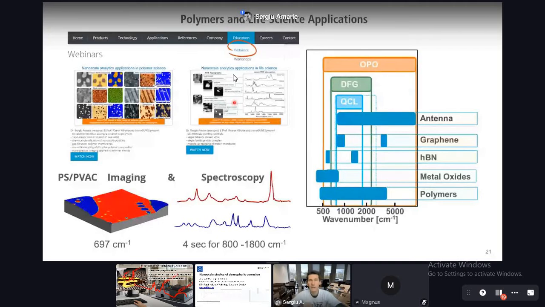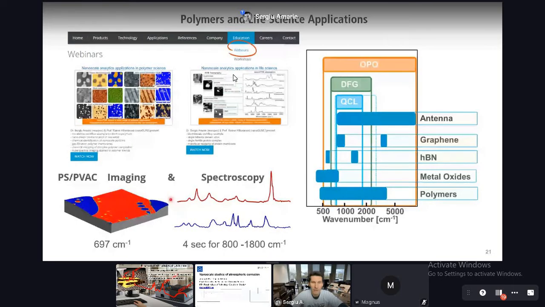One more application I would like to present before handing over to Magnus is another very broadly spread research field. There are actually two: polymers and life science. Those two application fields using QCL or DFG lasers have already been presented in one of our past webinars, available on demand on our website. What I want to stress here is that the new OPO laser enables both imaging at a specific frequency and spectroscopy at any point on the image over the whole spectral range.